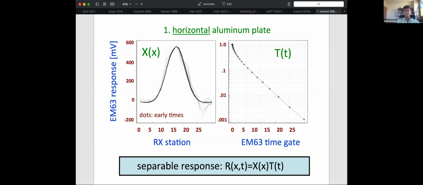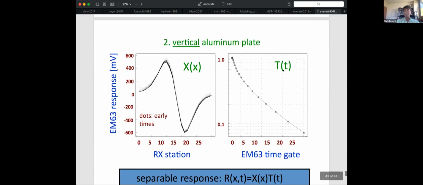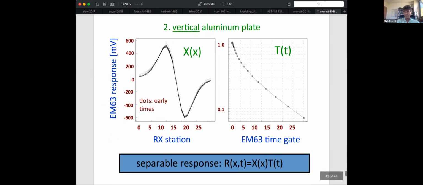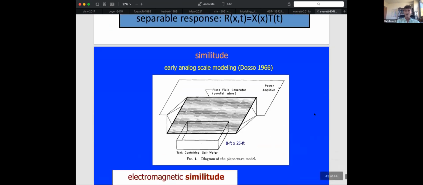But the main thing is that, wow, even in the field example, we can decompose the response into a function purely of space and a function purely of time. And we did the same thing with the vertical plate. Every station had this shape of decay, and every time gate had this shape of spatial response, so we could decompose it. So separability holds even in the field. And I'm like, okay, wow, that was interesting. Maybe it's just me, but I found it interesting.